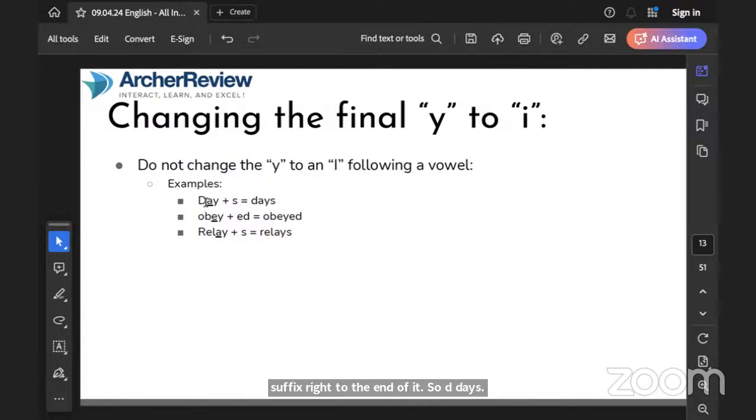Same thing with obey. Since the Y has the vowel E in front of it, I am not going to drop my Y and change it to an I. I'm going to leave it alone and just simply add the suffix onto the end of it. So obeyed, O-B-E-Y-E-D. Relay, same thing. The Y has the vowel A in front of it. I'm going to leave it alone and just add my suffix S onto the end. All right. Any questions about those so far?